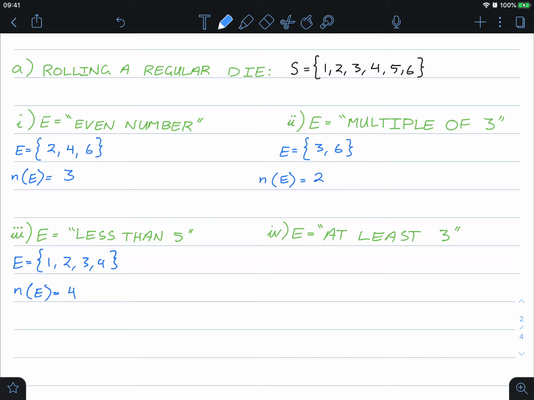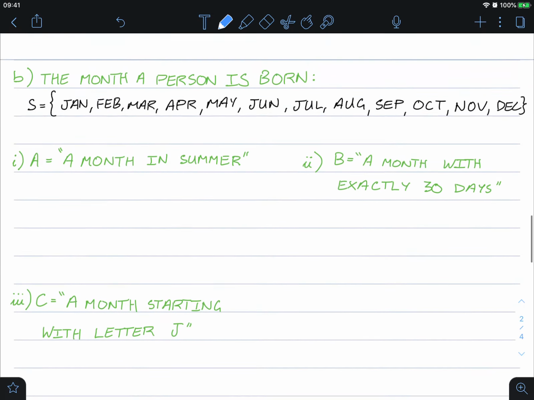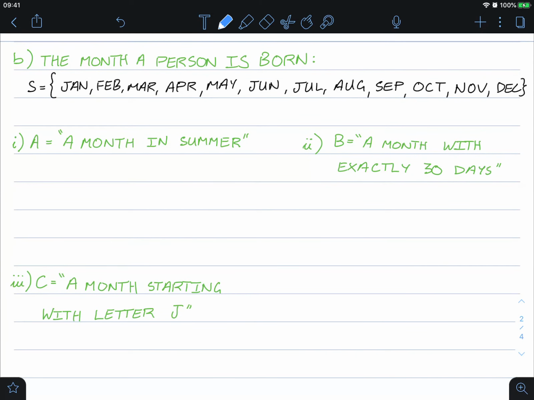When it says at least 3, favorable outcomes for this are 3, 4, 5, and 6. The number of E is 4 numbers. Let's do one more example. You can pause the video and give this one a go yourself.